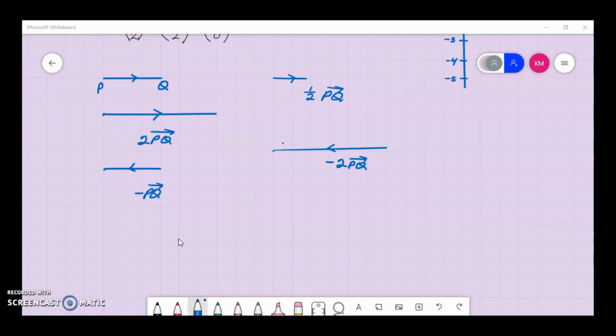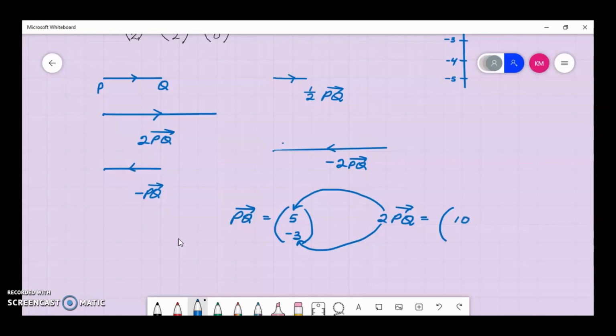Now, let's have a look at what multiplication looks like when it is given in the column vector format. Let's say PQ was given as 5, -3. Remember, 5, -3 means 5 units along your x-axis in the right direction, and -3 means 3 units downwards on your y-axis. Now, if PQ was multiplied by 2 to get 2PQ, it would simply mean that I have to multiply 2 by each one of these values here. I would have gotten 2 by 5, 10, and 2 by -3, -6. And that's how you perform multiplication when given in the column vector format.